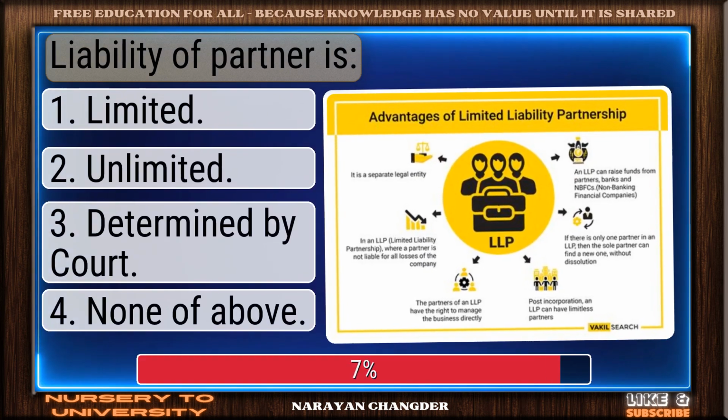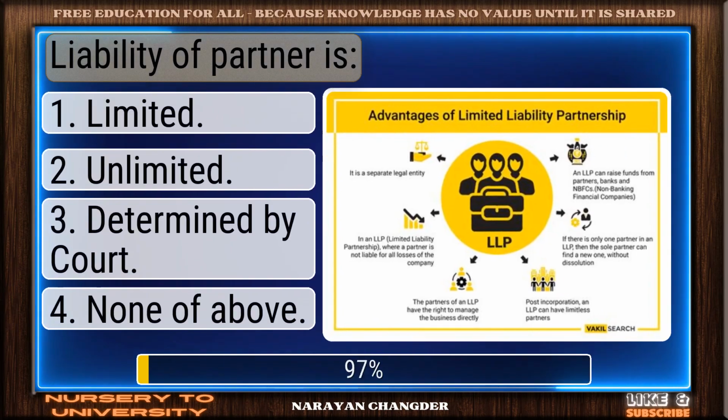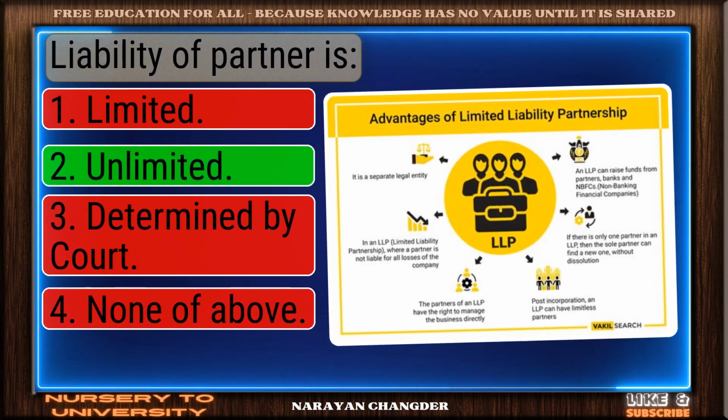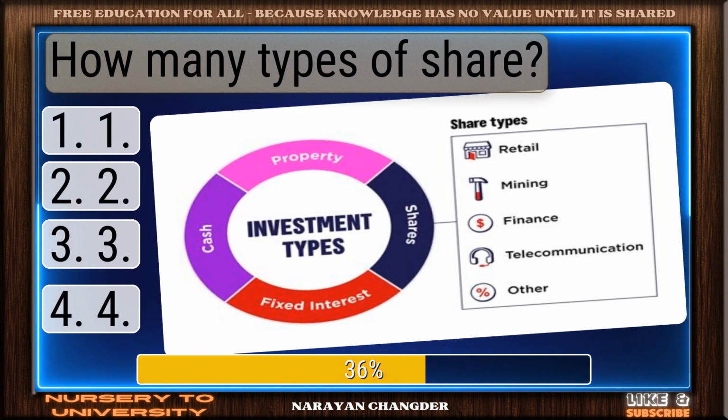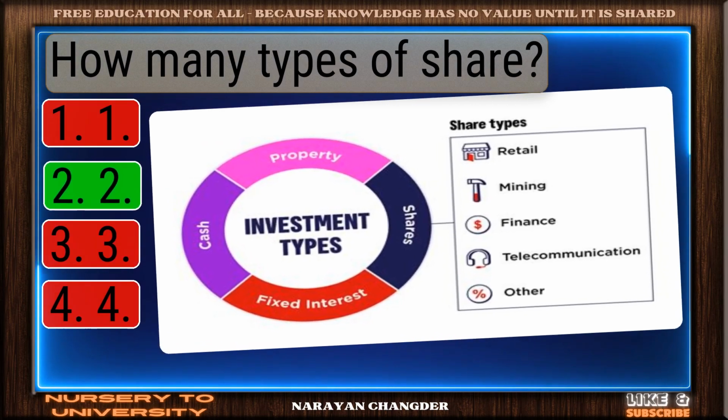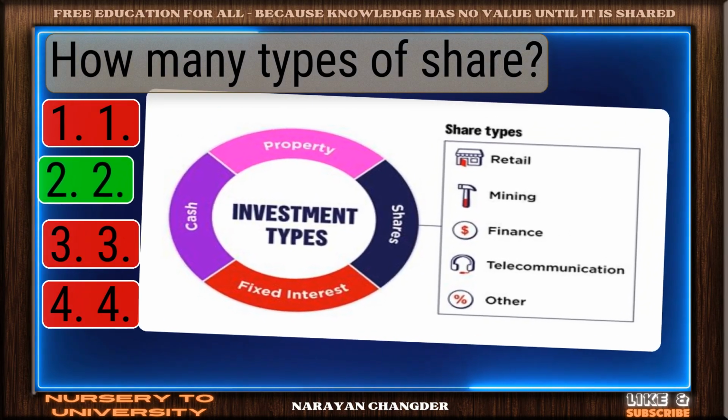Liability of partner is. On track. Unlimited is the correct answer. How many types of share? Nicely done. 2 is a solid answer.